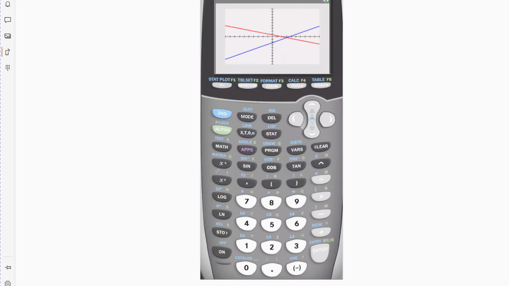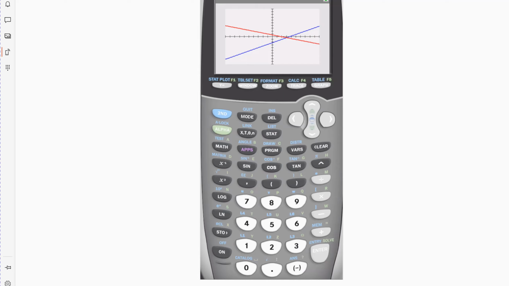Okay, so the blue line is the first equation and the red line is the second equation. How you solve this is, if you look up here at the top, these are all the things I can do on my graph. If you look here, there's this blue word, calculate, C-A-L-C. That's what I want to do. I want to calculate stuff on my graph.